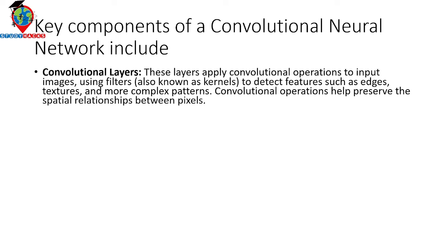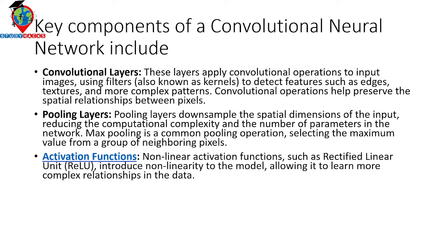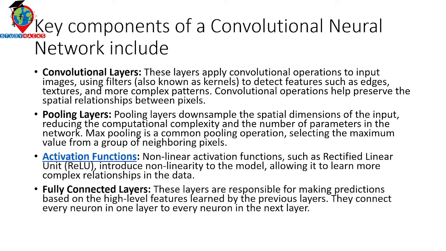So it's one of the key components of a CNN. Also the pooling layer, we also need the activation function, and also the fully connected layer. So basically these four components are the basic components of a CNN.